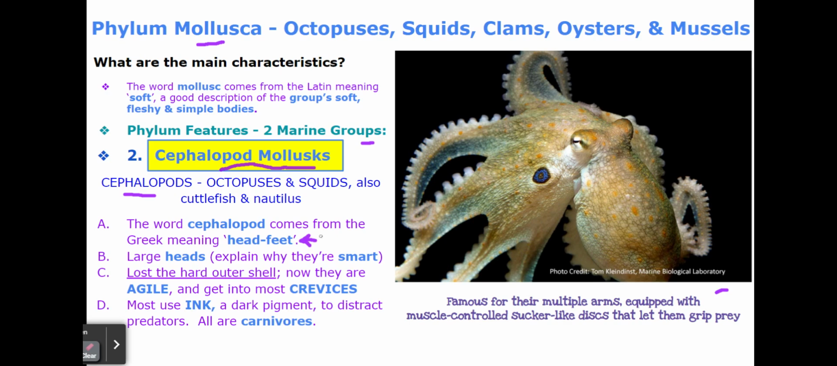Most use ink, a dark pigment that they can extrude to distract predators and make a quick escape. All of the cephalopods are carnivorous.